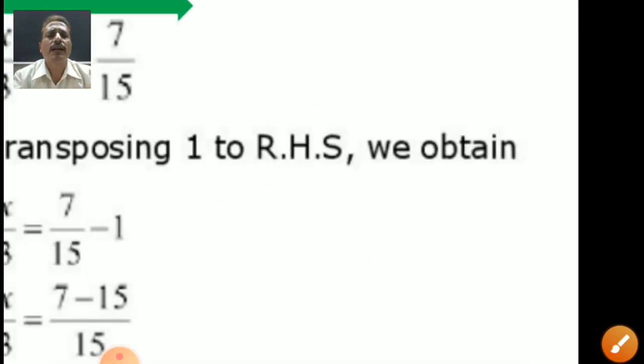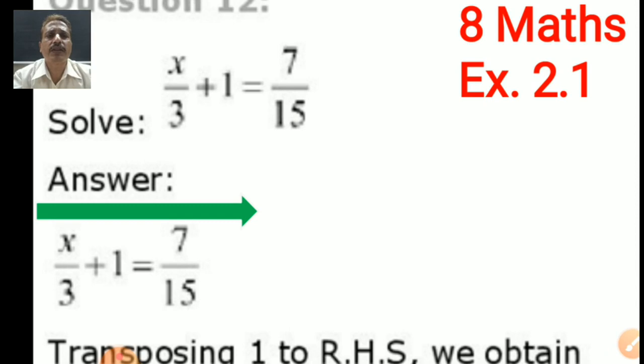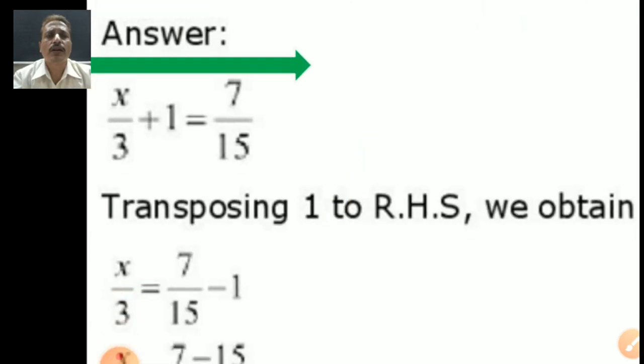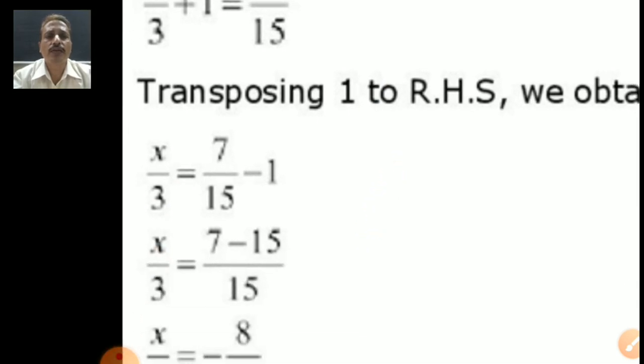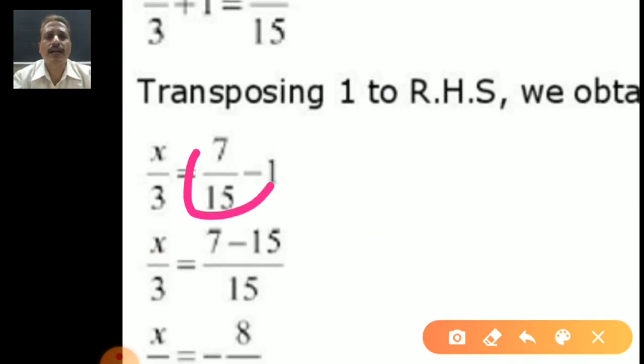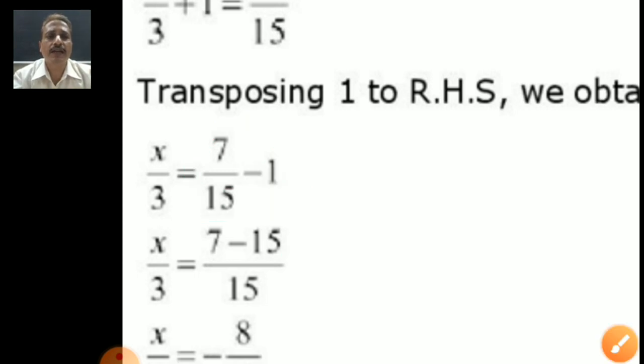Question number 12. Very easy. x upon 3 plus 1 is equal to 7 upon 15. First of all, transpose 1 to the right side. Take the LCM of this one. You will find 7 minus 15. Why is it 15? Multiplied with this one, 1. Yes. Okay, now here 7 minus 15 gives me minus 8.